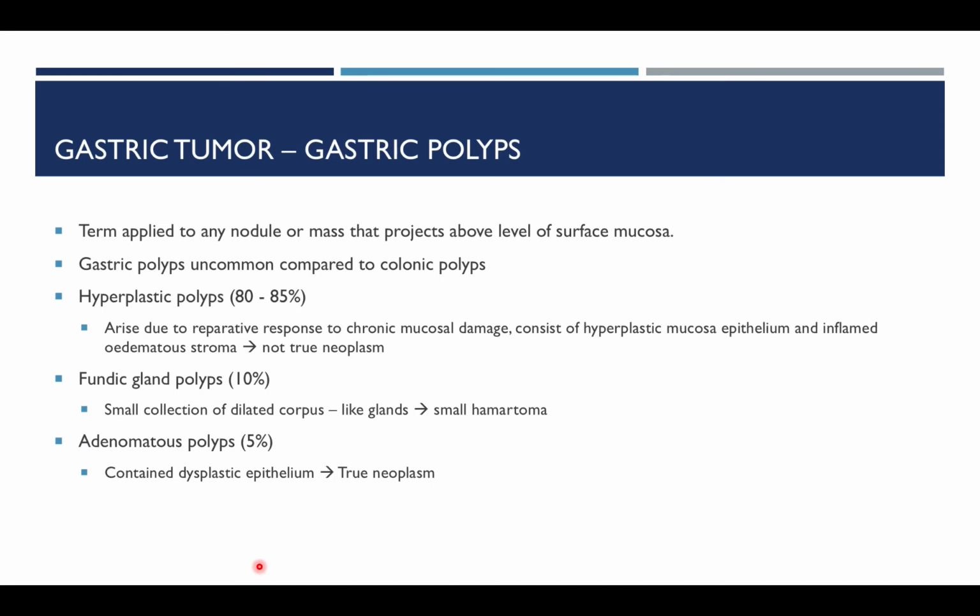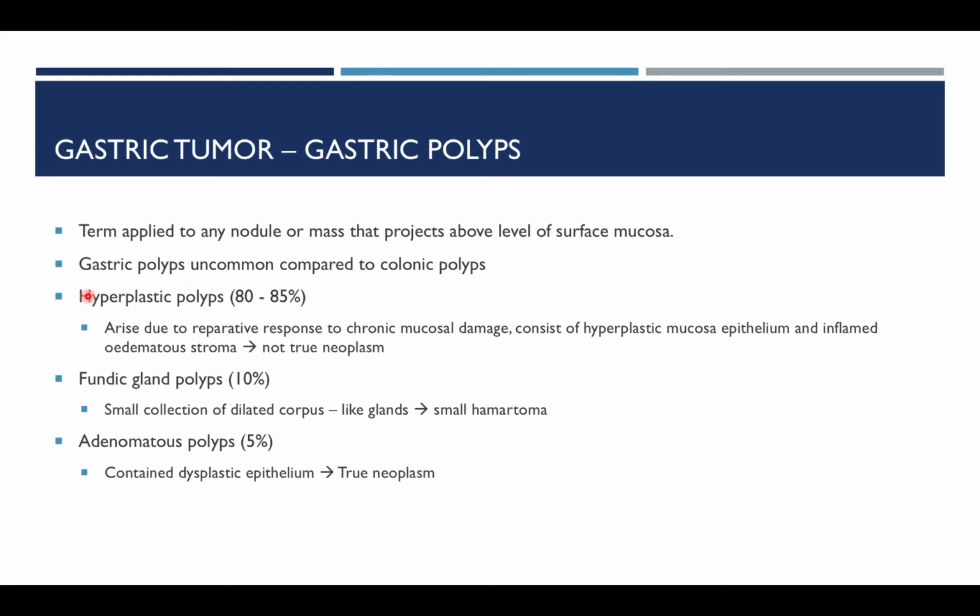So now we can move on to gastric tumors. Here we can talk about gastric polyps. What is a polyp? It's a term applied to any nodule or mass that projects above the level of the surface mucosa. Gastric polyps are not extremely common in comparison to colonic polyps. However, they can still occur.